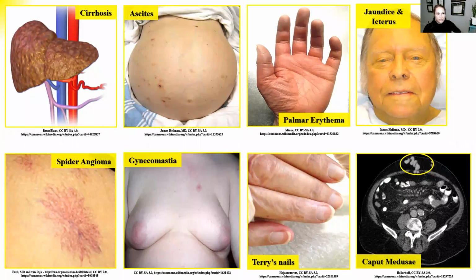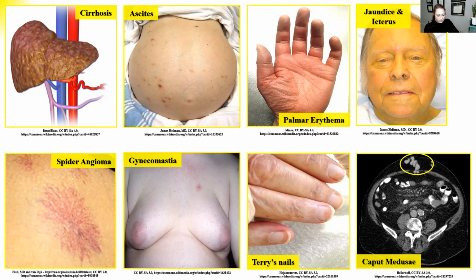Let's look at some of these pictures here that we mentioned. So cirrhosis, that's the fibrosis of the liver. Ascites, they get this very large belly full of fluid. Palmar erythema from the buildup of nitrous oxide. This patient is very yellow in appearance. So jaundice and icterus. Icterus is the eyes. The spider angioma from the buildup of estrogen. Gynecomastia from the buildup of estrogen.